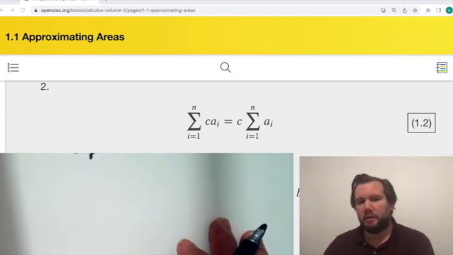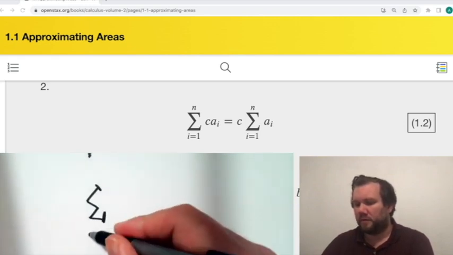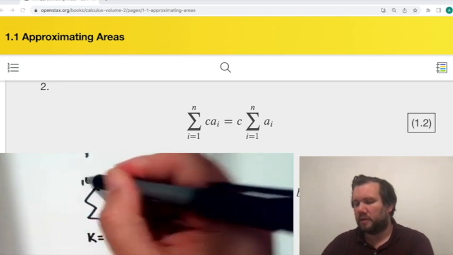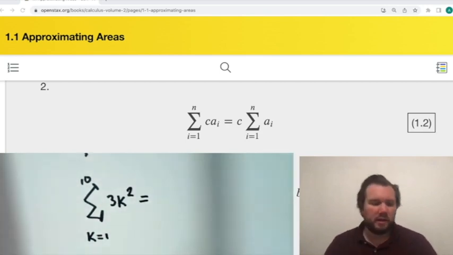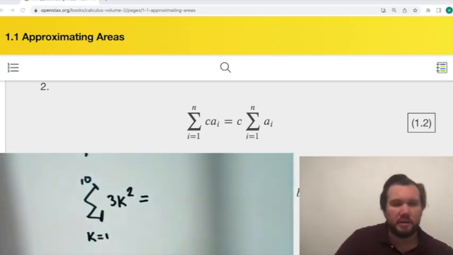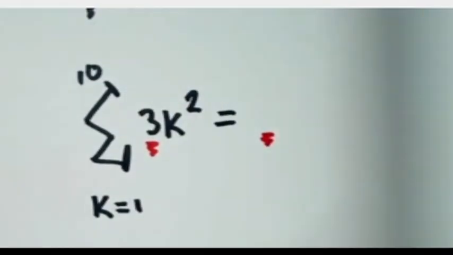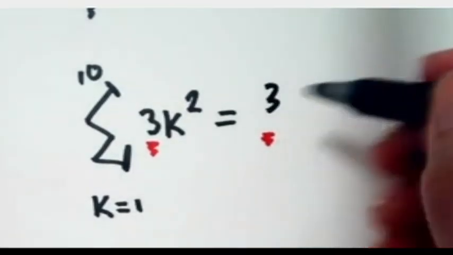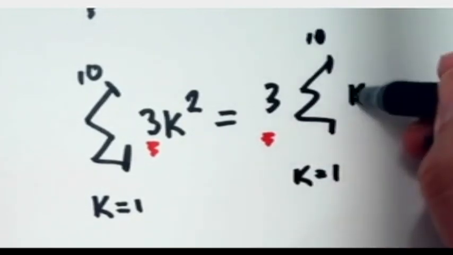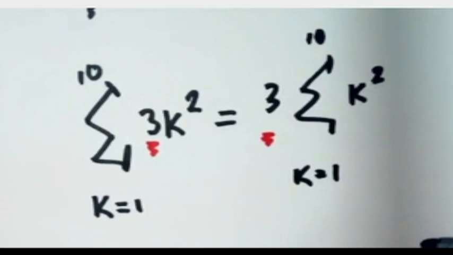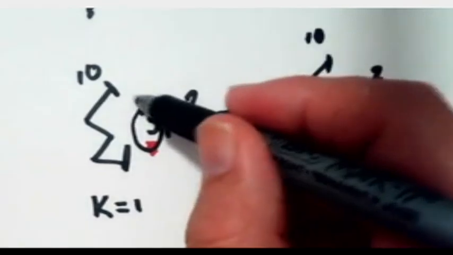An example of how you could use this property would be, let's say that we were looking at the sum from k equals 1 to 10 of 3 times k squared. What I could do is pull that 3, because it's a constant being multiplied by each expression, in front of the summation. And if I had a formula for the sum from k equals 1 to 10 of k squared, I would be able to apply it. So when you're dealing with a constant that's being multiplied by the expressions, you can just distribute it out.